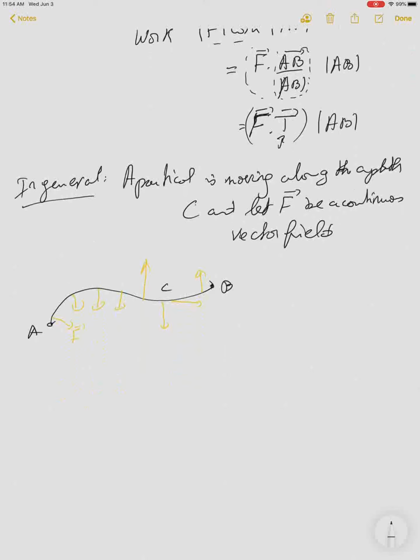Since F is not constant, I cannot use F dot AB, because even the motion is not a straight line from A to B. The motion is just over the curve C. So what I should do, as I did before, is divide this curve into small line segments.